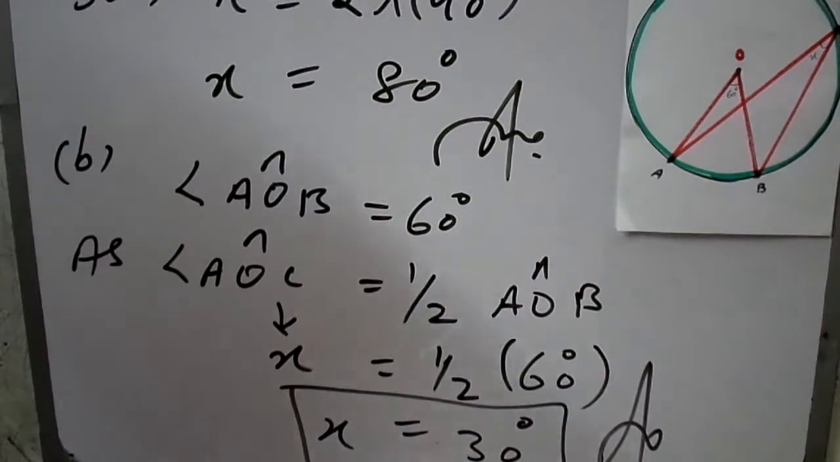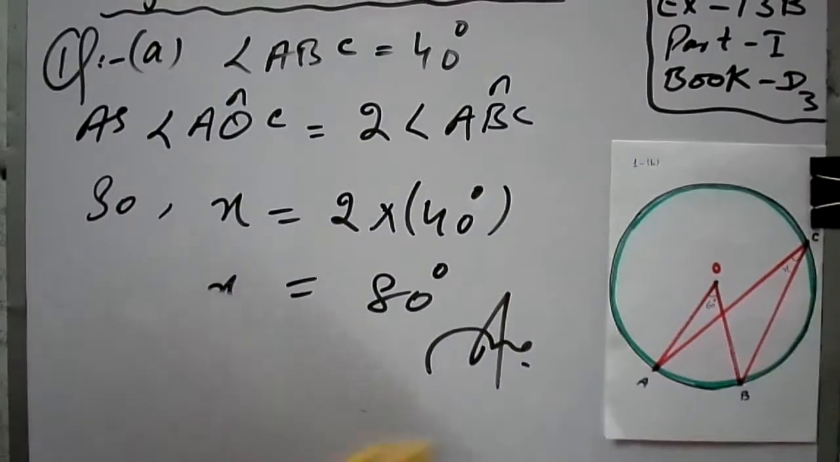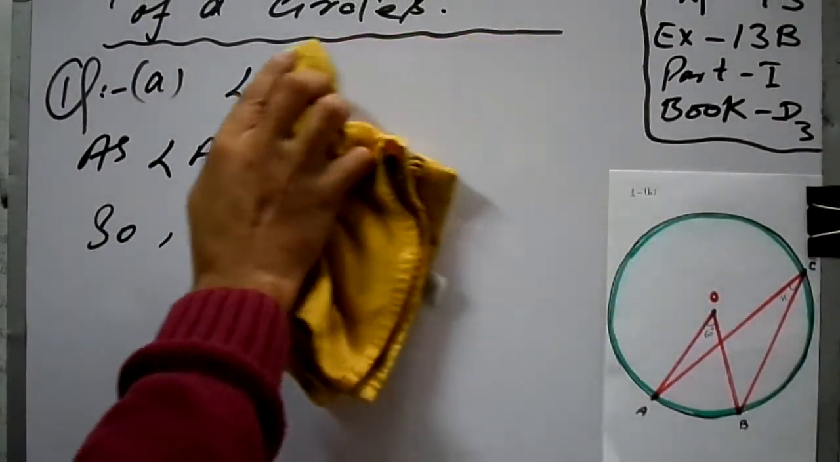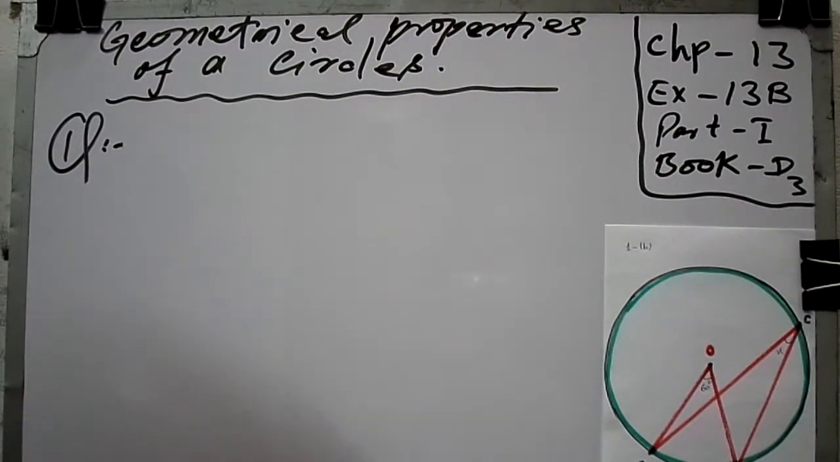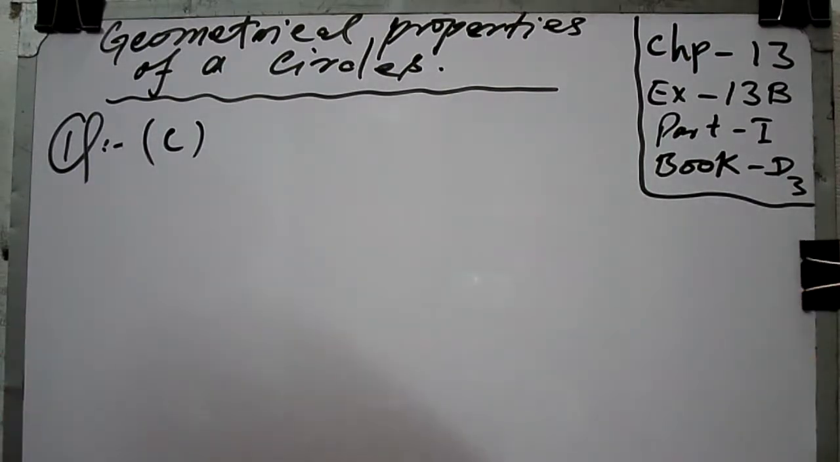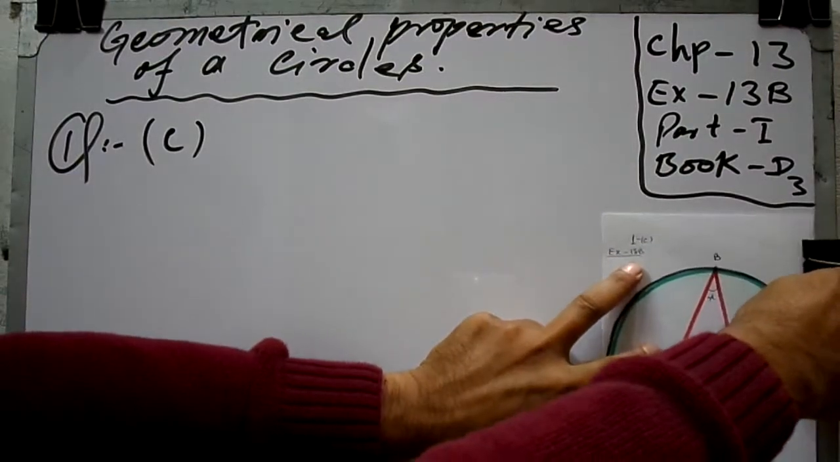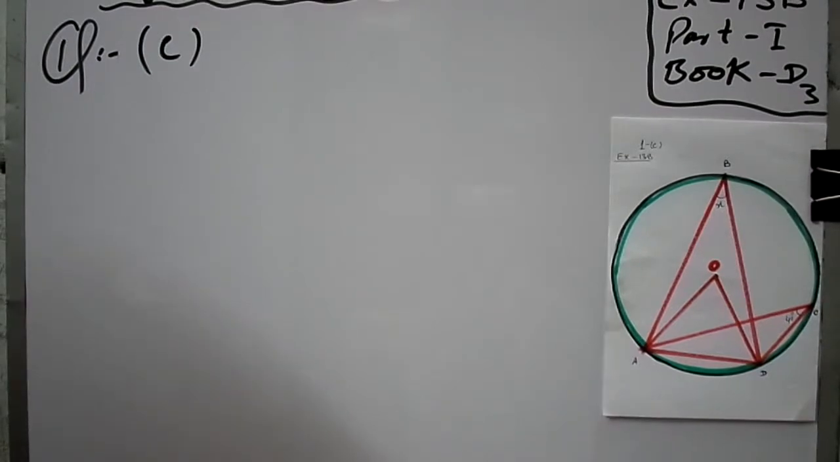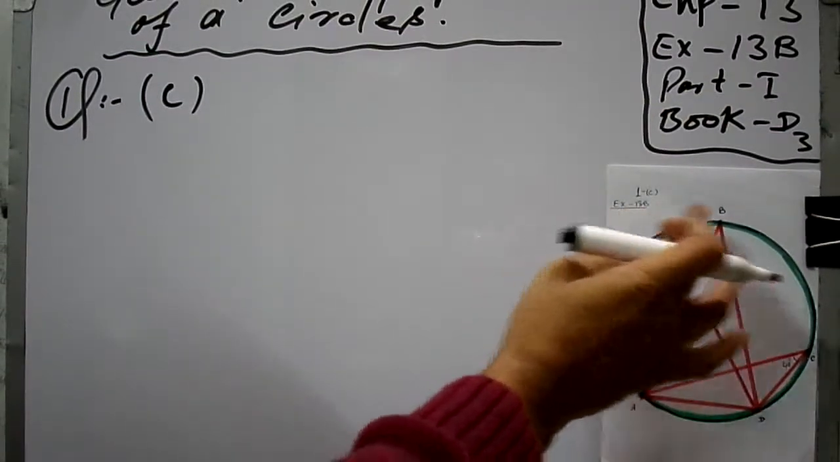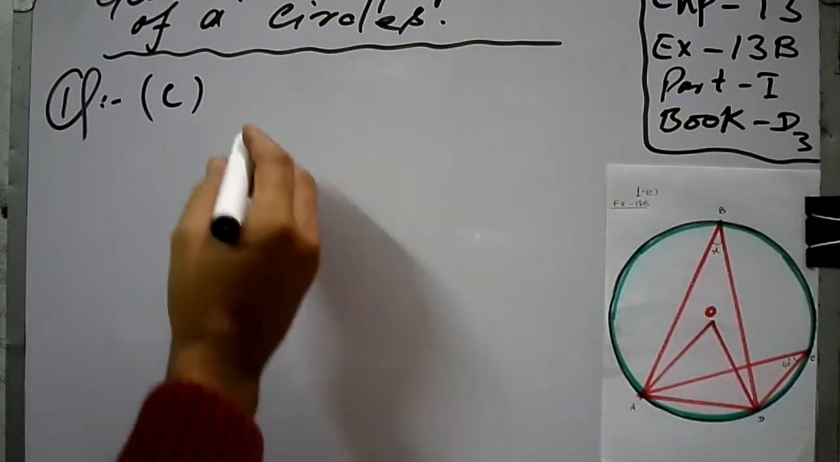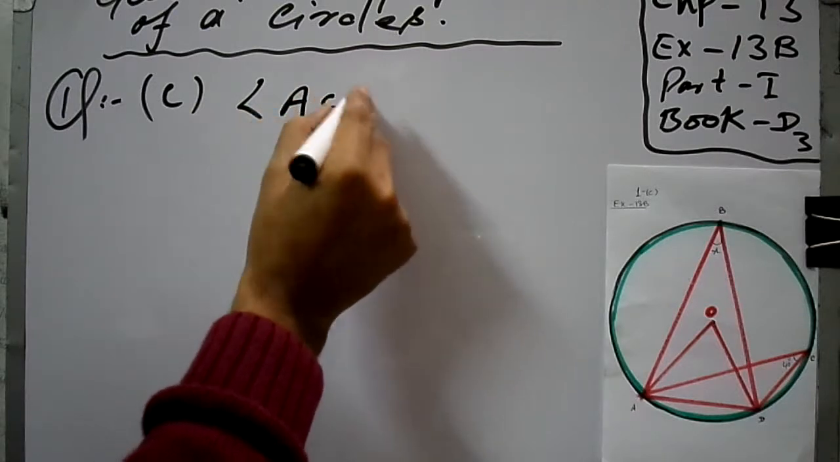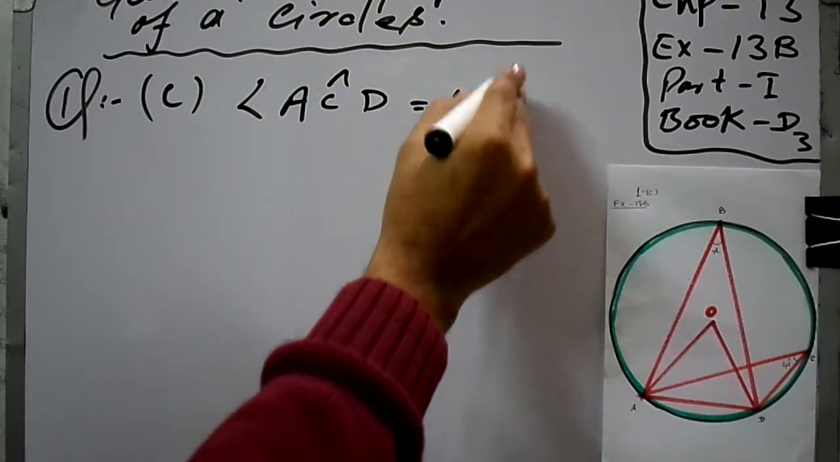Now coming to the C part. It should be noted that whenever you do this exercise, first of all, the properties of a circle which have been written in your textbook, you must read. So now coming to the C part, you can see how we can find the value of the unknown, that is x. In C part, the angle ACD is given to us, that is 40 degrees.